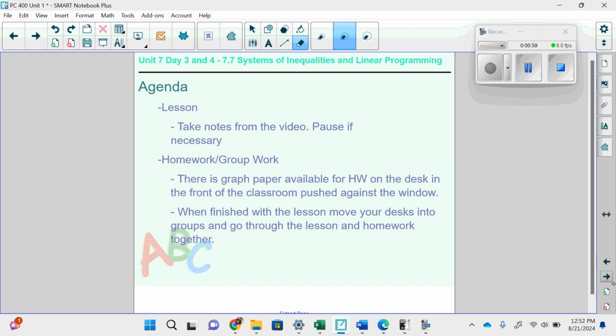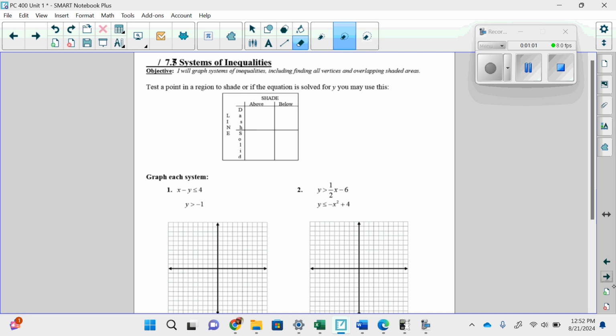All right, let's get started. So today we are starting out with system of inequalities. So our objective today, by the end of class, you should be able to graph a system of inequalities, including finding all vertices and overlapping shaded areas.